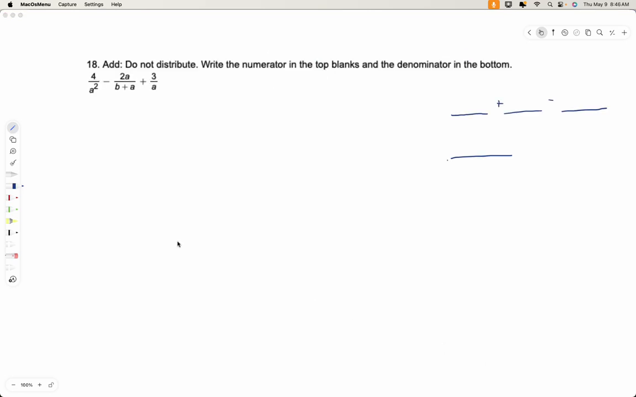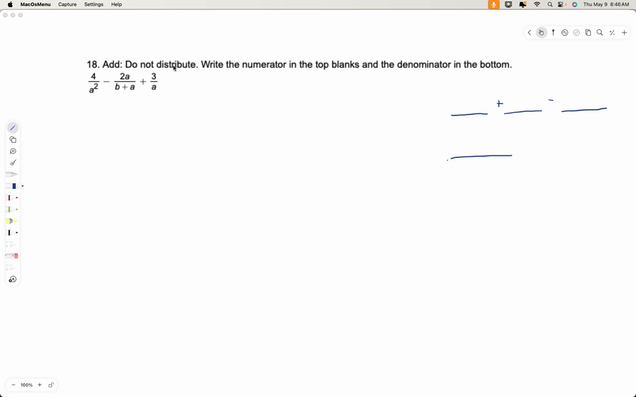All right, in this problem, we were supposed to add. It says do not distribute. Write the numerator in the top blanks and the denominator in the bottom. So in the numerator, you had a term plus a term minus another term, and you had one term in the bottom. So we are not going to distribute. We're just going to find a common denominator.